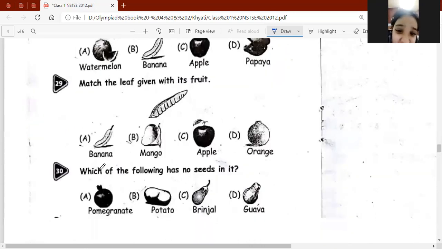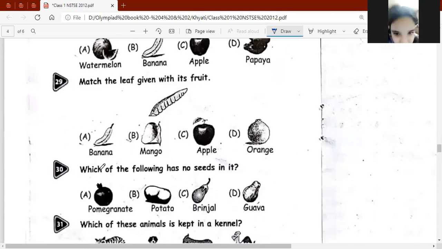Next, match the leaf given with its fruit. Mango? No, no. Ma'am, B and C. Which, B and C? Match the leaf given with its fruit. So this is a big leaf. Big leaf only belongs to the banana. So the answer is A.